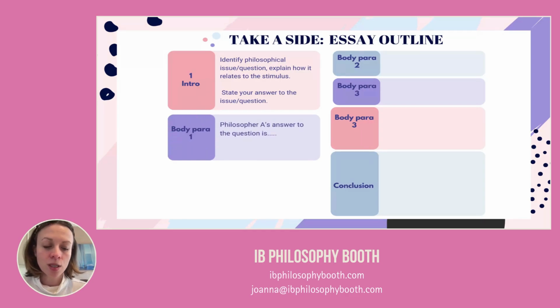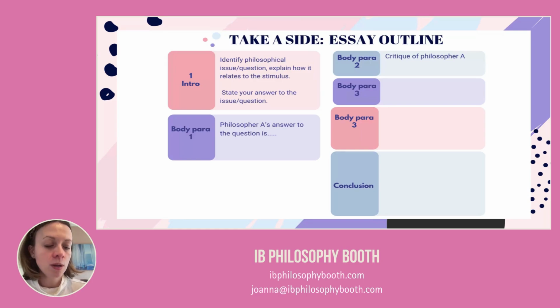Okay, then in your body paragraph 1, you are going to explain what philosopher A's answer to your issue question is. So what's philosopher A's answer to the philosophical issue that you identified from your stimulus? To help keep this analytical, really focus on the key premises of that philosopher's arguments that answer the question. How do they build to give you an answer to your philosophical issue?